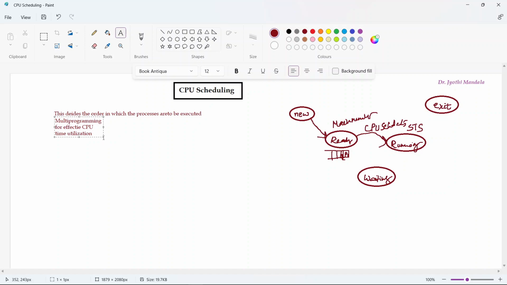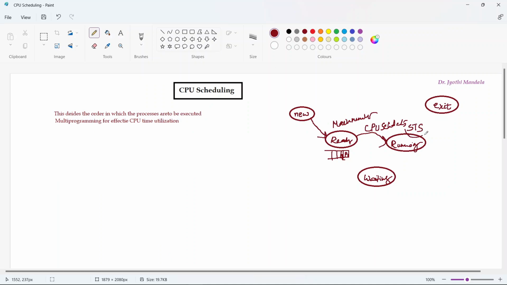Now this is called a CPU scheduler. What is the short term scheduler? This is the short term scheduler. We already understood that, right? So this short term scheduler is called a CPU scheduler, which is one kind of software. Don't get confused. It is software that helps us choose one process from the ready queue, and that will be sent to the running state.